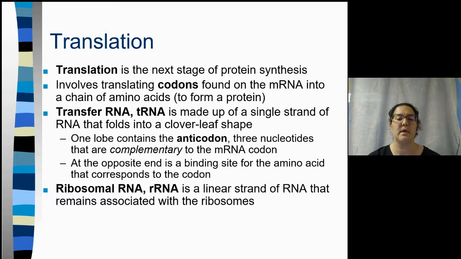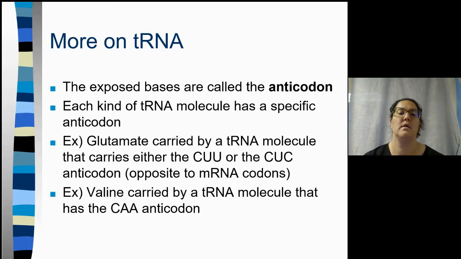Ribosomal RNA is a linear strand of RNA that remains associated with the ribosome. So this one doesn't travel through the nucleus or the cytoplasm to get any free amino acids. So the exposed bases on the tRNA are known as the anticodon.